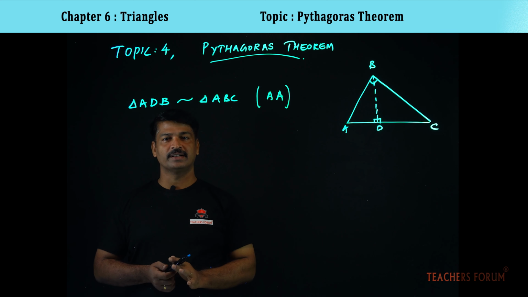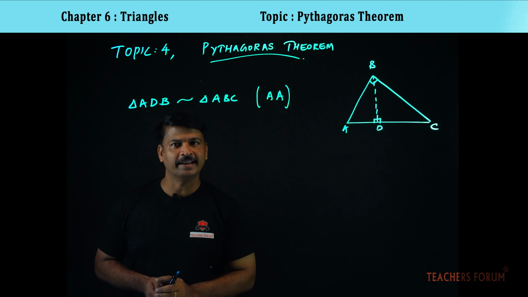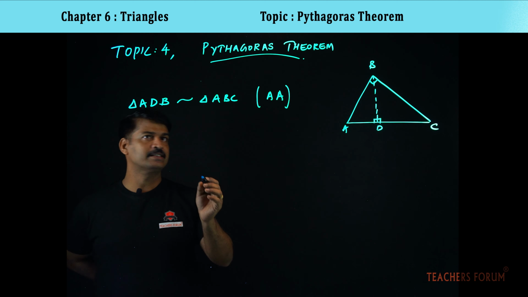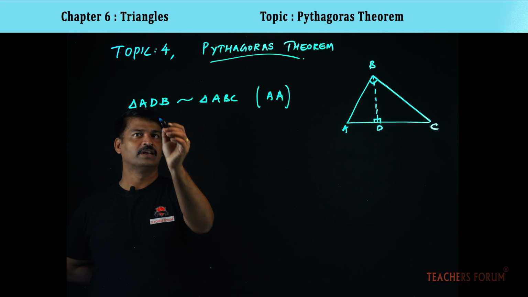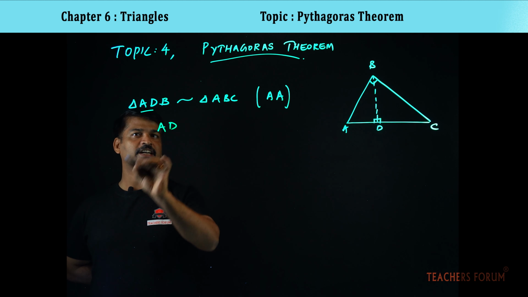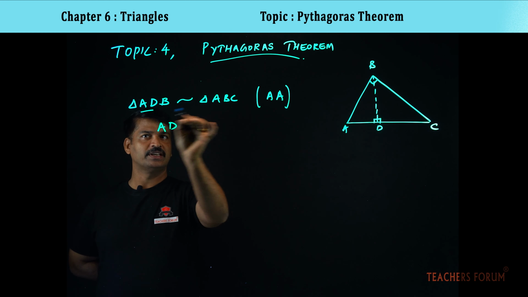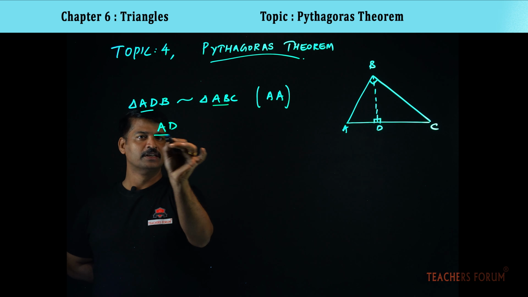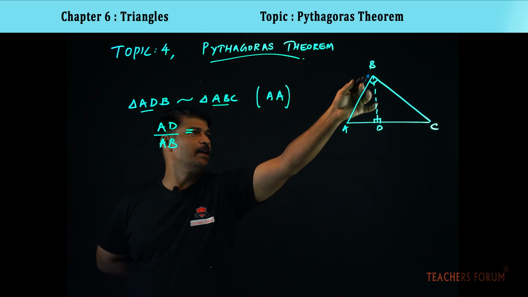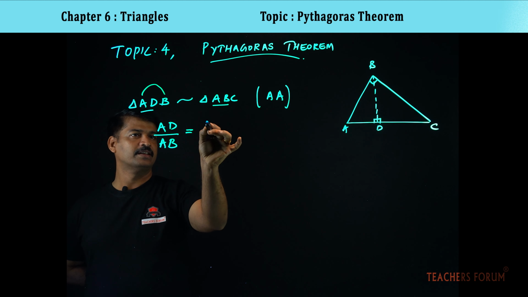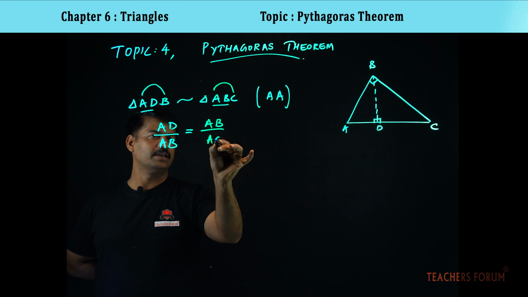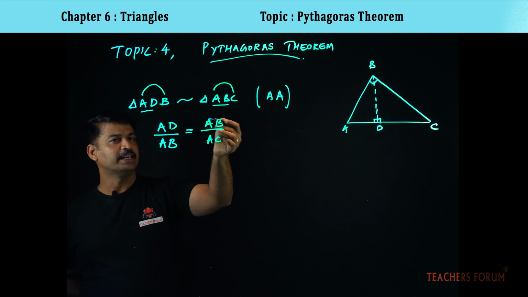In the last topics we have seen, if two triangles are similar, their corresponding sides will be proportional. Now, let us find two corresponding sides from these two triangles. Let us take AD from the first triangle. What is the corresponding side in the other triangle ABC? If AD is taken, the corresponding side will be AB. So AD by AB will be equal to, now let us take AB in the first triangle. What will be the corresponding side in the second triangle? That will be AC. So AD by AB will be equal to AB by AC.